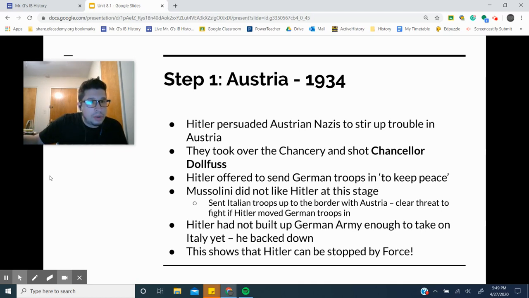Austria was unsure about what to make of this. They definitely didn't really trust Hitler yet, but they weren't very politically stable, and they didn't want the government to topple, so they weren't sure what to do.